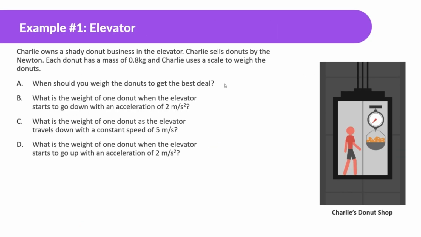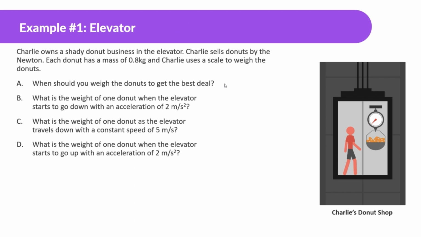Okay. Next example here. First math example. Charlie owns a shady donut business in the elevator. Charlie sells donuts by the newton. Each donut has a mass of 0.8 kilograms, and Charlie uses a scale to weigh the donut. When should you weigh the donuts to get the best deal?